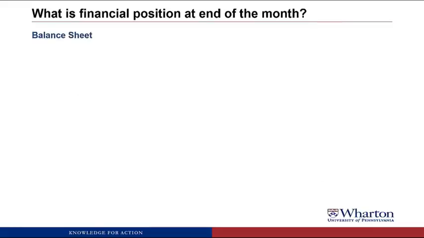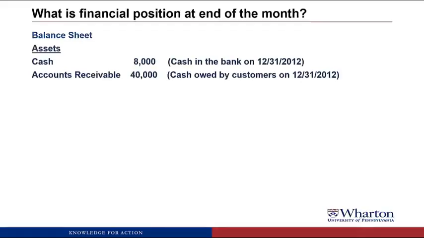So remember, this is the listing of all the resources and obligations of the company. Resources we call assets. So we have cash of $8,000. That's cash in the bank at the end of the month. Accounts receivable of $40,000. This is the cash that's owed to us by the customers whose cars we moved. It's an asset because it's going to turn into cash. Either we're going to collect it from the customers, or we could securitize it through a special purpose entity and get the cash immediately, which is sort of beyond the scope of what we're doing here.